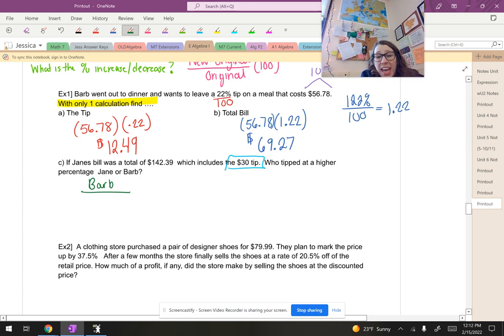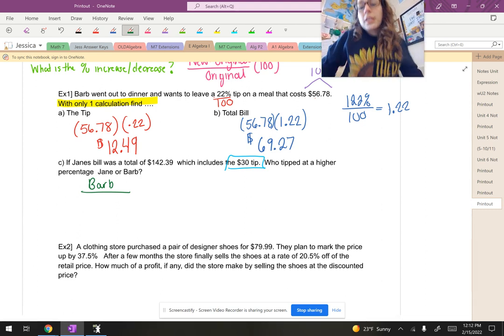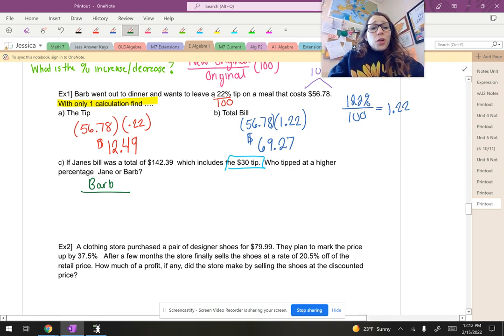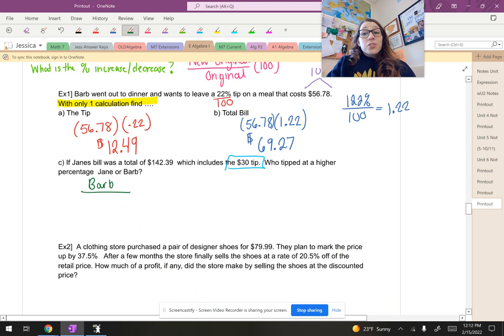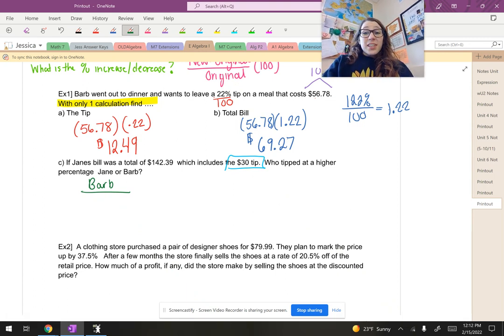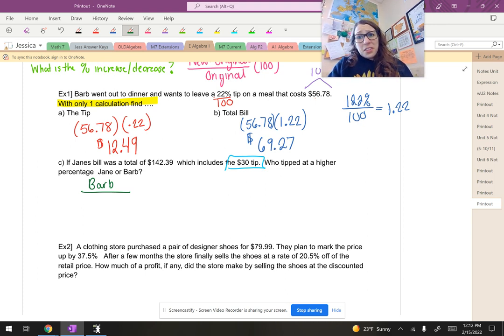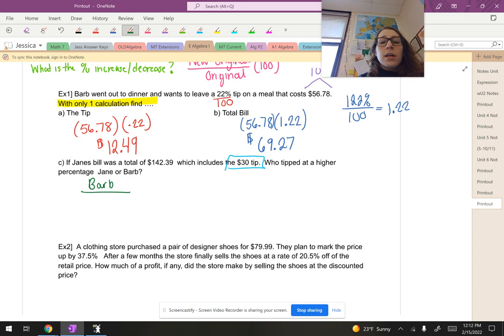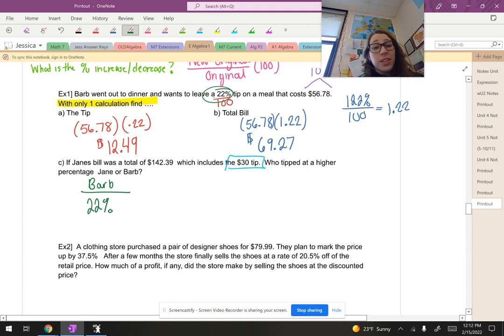But do we care how much the tip was, or do we care about who tipped at a higher percent? Because remember, two people can tip $5, but depending on what your bill is, will make $5 a good tip or a bad tip. If your bill was $100 and you're only tipping 5, that's not a very good tip. But if your bill was only $10 and you're tipping 5, that's a good tip. So Barb tipped 22%, telling me right in the problem up there. Just got to read that.